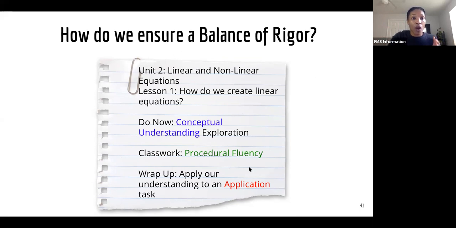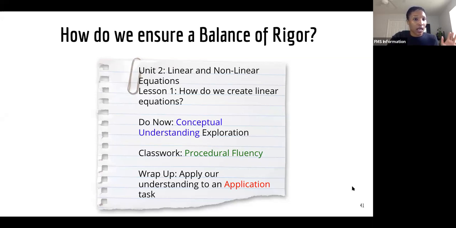And now I want them to take what they learned from the exploration and from the practice, and they're going to apply it to a new and unfamiliar task. And that's going to be my application. And this is depending on the timing, depending on the math concept. This is one way you can make sure your teachers have a balance of rigor in the lessons.